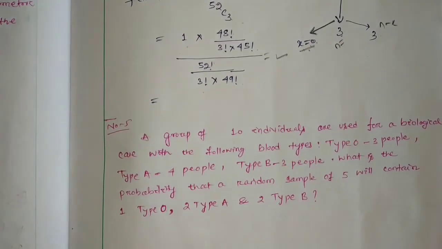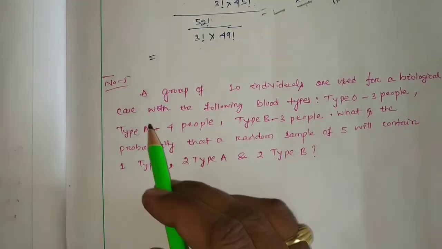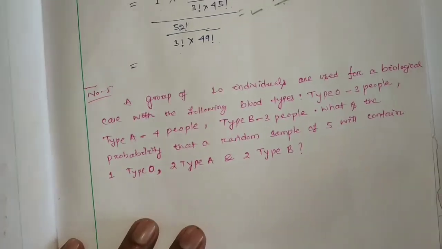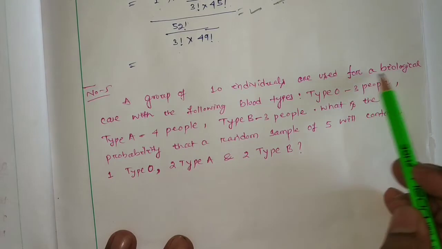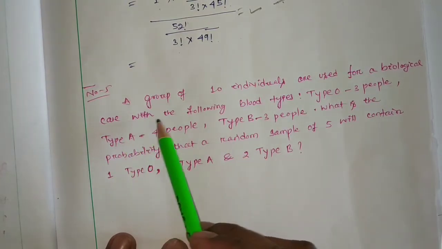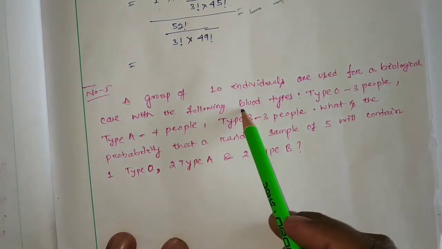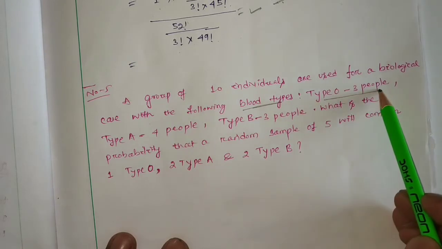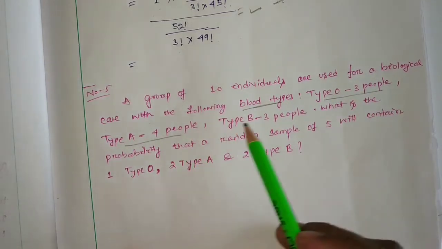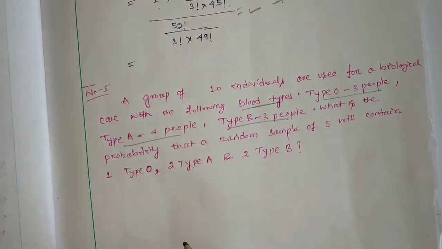Okay, we have to go for the next question. A group of 10 individuals are used for a biological case with the following blood groups. Type 1 belongs to 3 people, type 2 belongs to 4 people, type 3 belongs to 3 people.